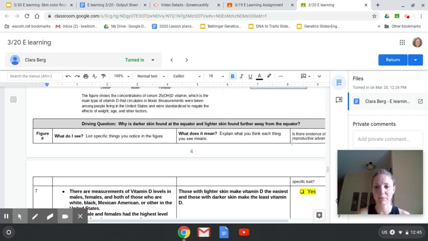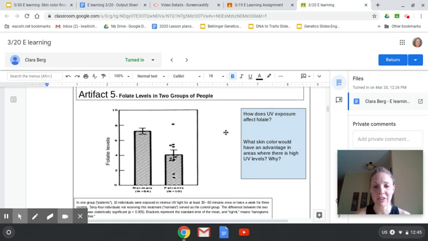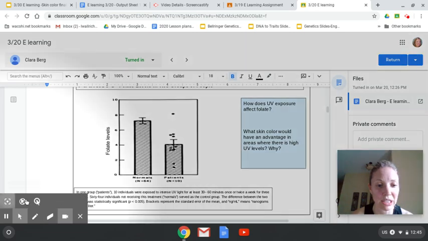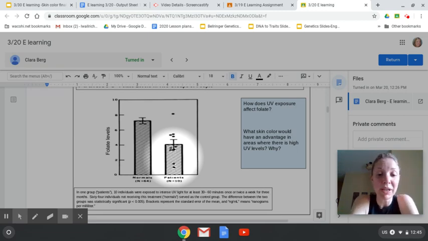Friday's assignment. If we look at Artifact 5, this is an interesting study. They had 64 normal patients, which they call the control group, and 10 patients. What they did with those 10 patients is they exposed them to intense UV for 30 to 60 minutes once or twice a week. And you can see from this that those patients had lower folate levels. So this is linking folate to UV.